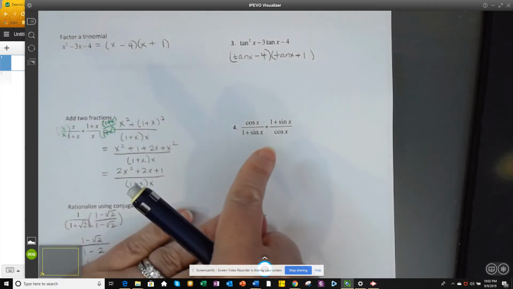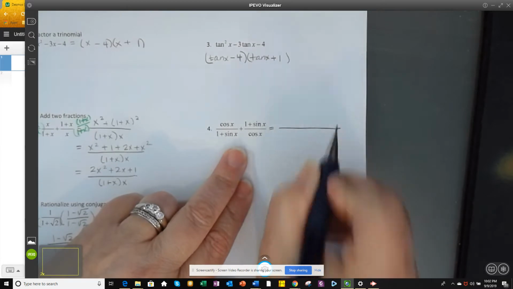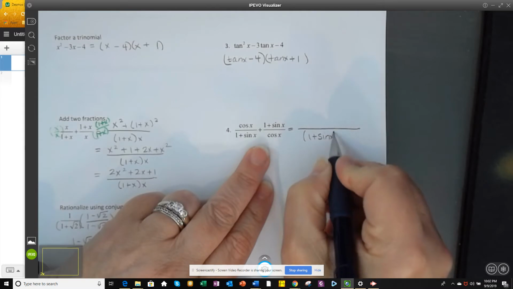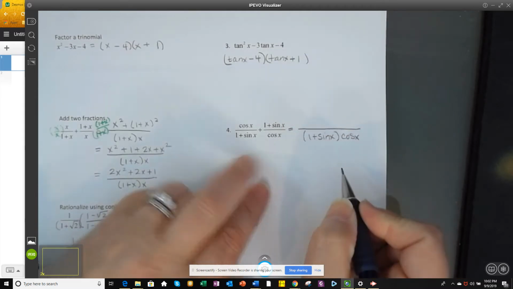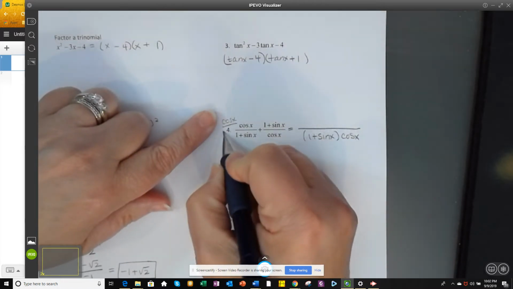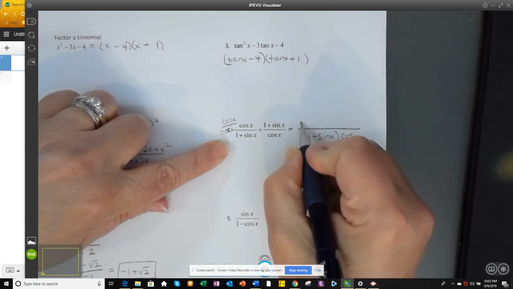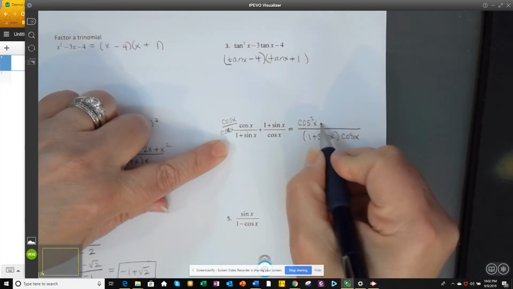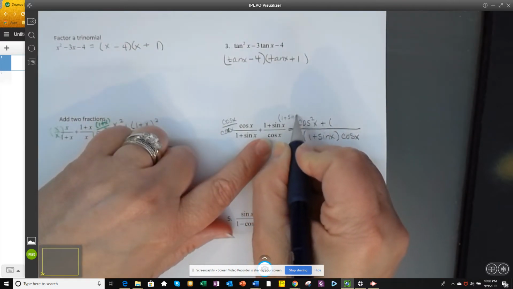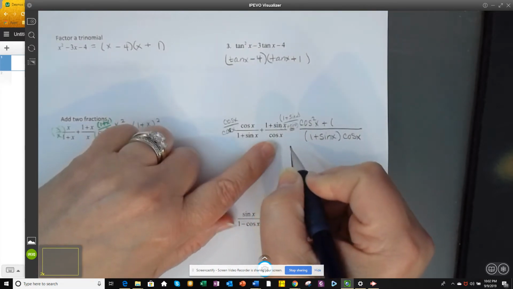I'm going to find a common denominator here. So let's do that. Common denominator will be 1 plus sine x times cosine x. And then I multiply this first fraction by cosine x over cosine x because that's the part of the denominator this one doesn't have. And then I'm going to get a cosine squared x on top plus, I'm going to multiply this one by 1 plus sine x over 1 plus sine x because I don't have that part of the denominator in this fraction.